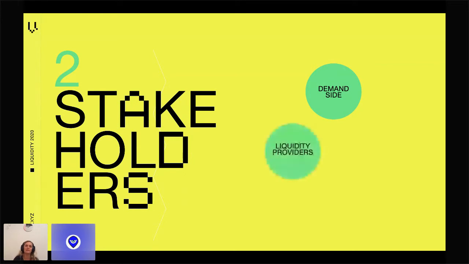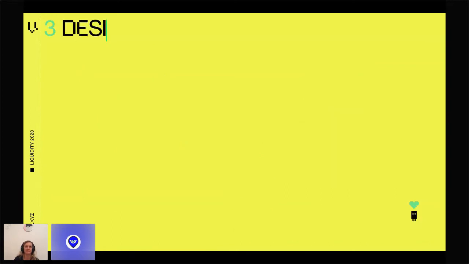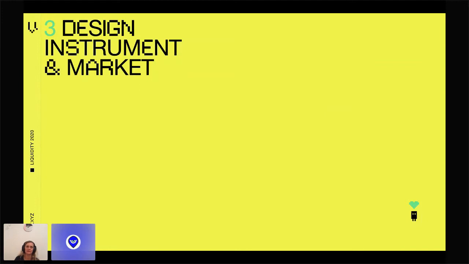So on Vega, there are 2 key stakeholders who are incentivized through the protocol itself to participate in building healthy markets. They are on-chain liquidity providers. These are entities that will help bootstrap the market and grow it. And there are governance token holders who will be deciding and voting on whether your proposed market should actually be created. And then there are other stakeholders, which may include industry bodies, data providers, wallet services, Oracle providers, on-ramps, etc.